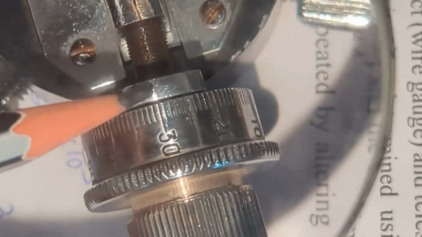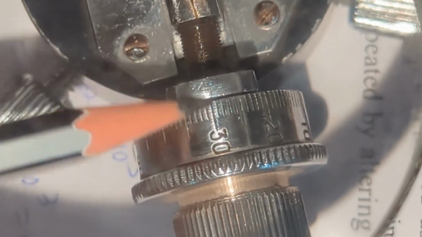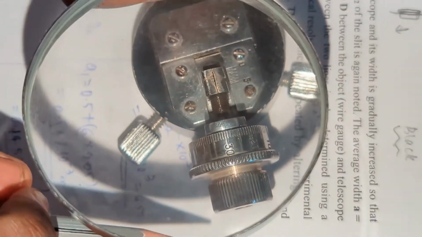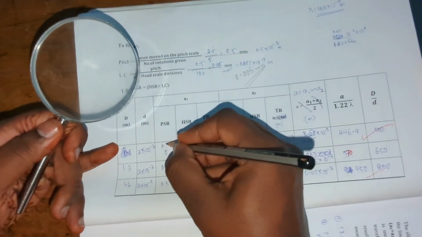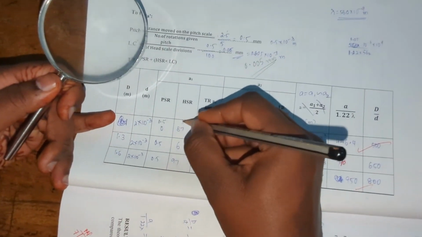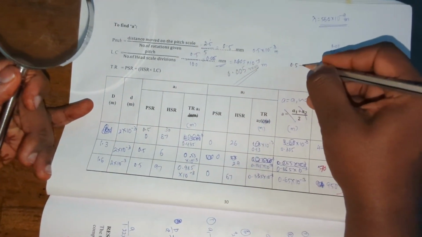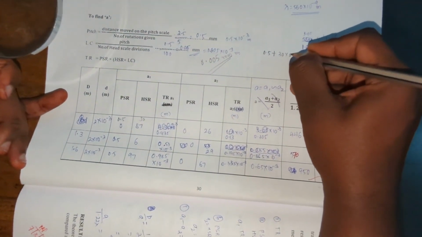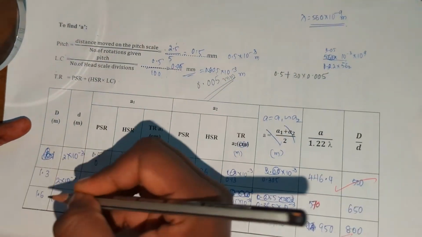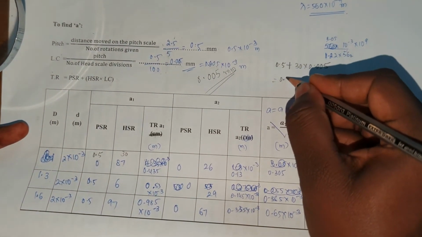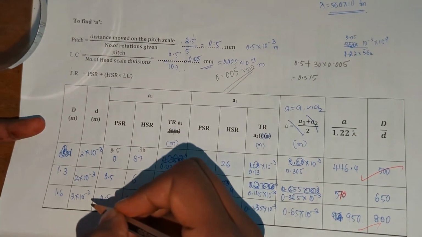As you can see, it is exactly at 30. This line is merging with 30. So we can take the HSR as 30 and the PSR as 0.5. Using this formula, we can write it as 0.5 plus 30 into 0.005, so you'll get 0.515.